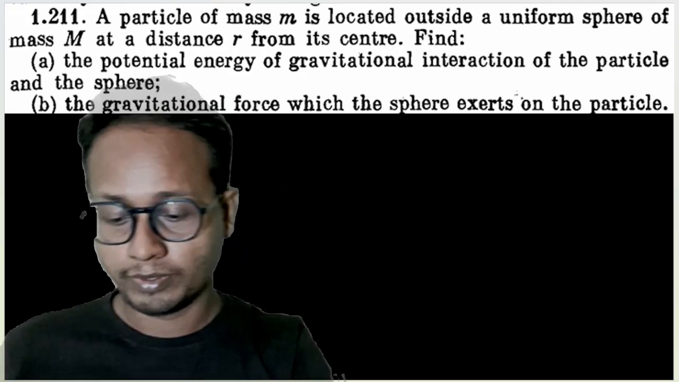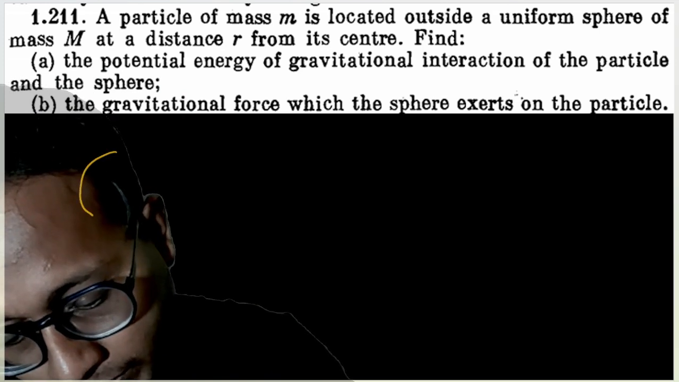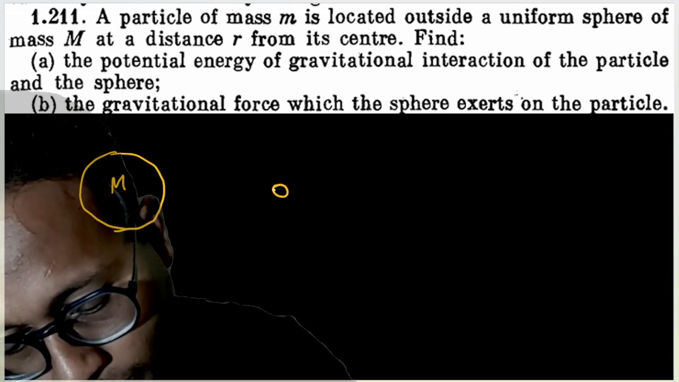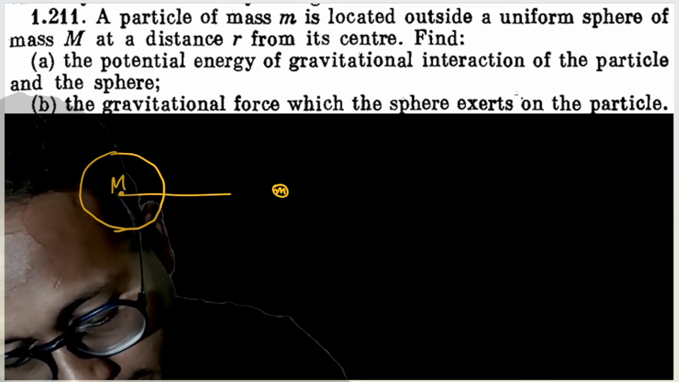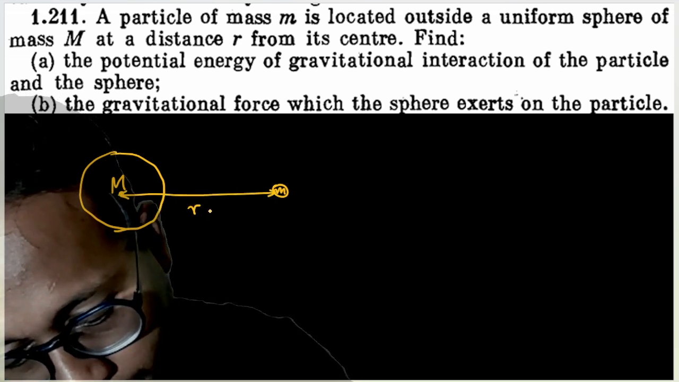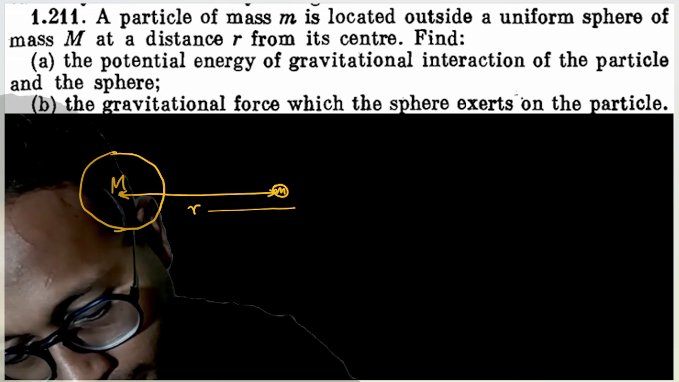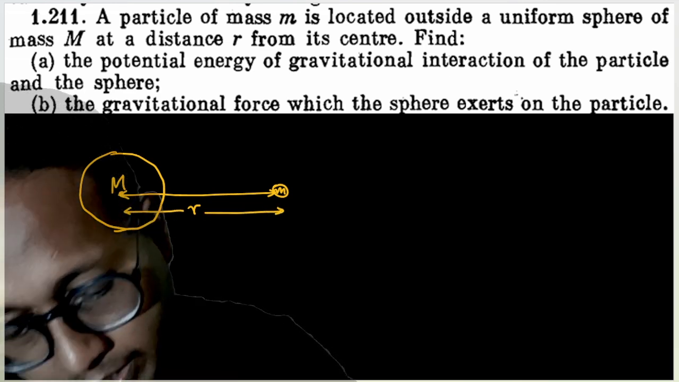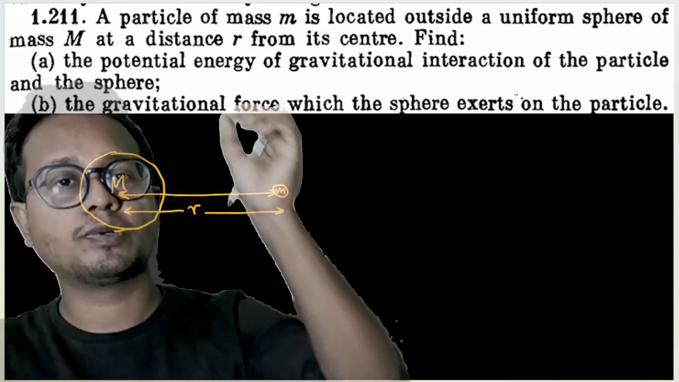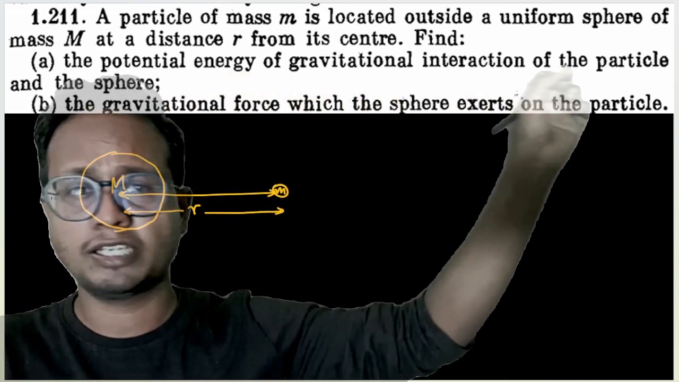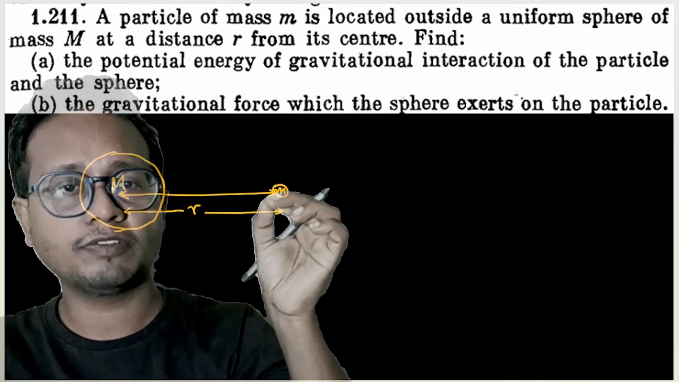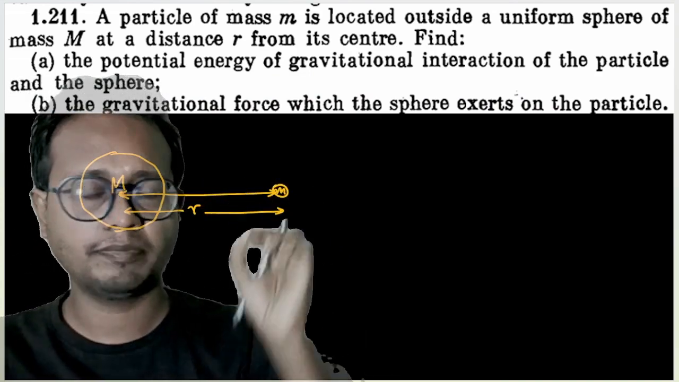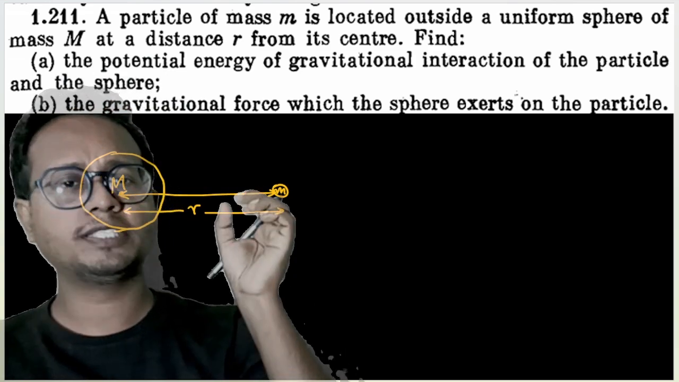Now in this question, there is a uniform sphere of mass n, and there is a smaller mass, a point mass, located at distance r from the center of the sphere. This is distance r from the center of the sphere to the small mass. The first part of the question asks the potential energy of gravitational attraction of the particle and the sphere. That means the potential energy of the particle and the sphere. The second part asks to find the gravitational force on this particle. So this is more or less a very simple question.